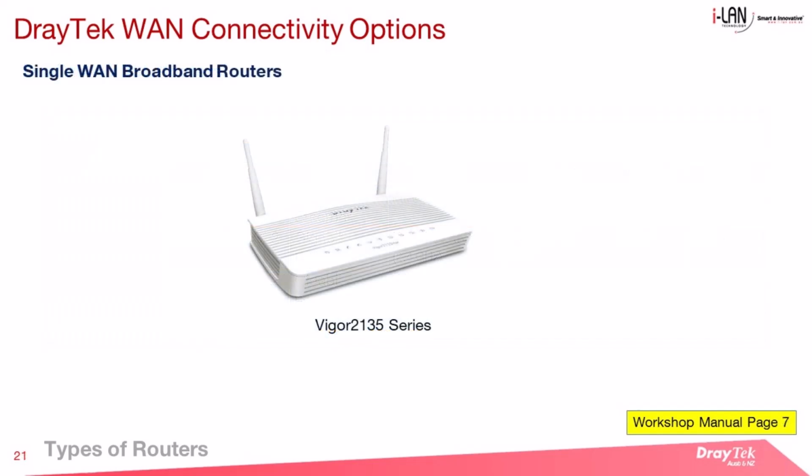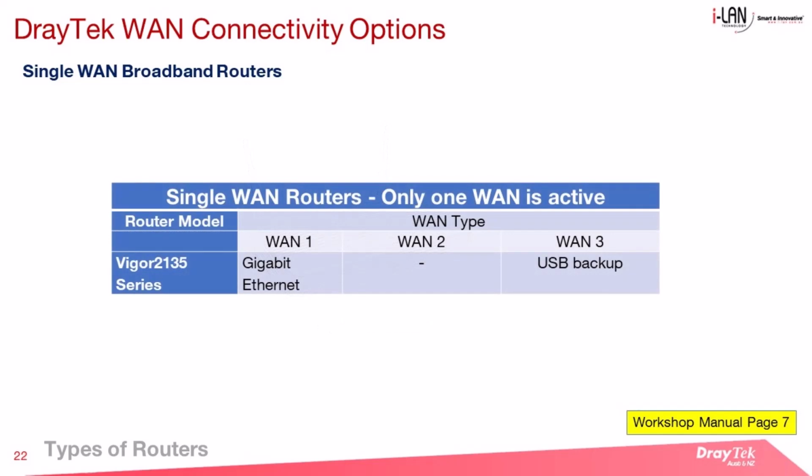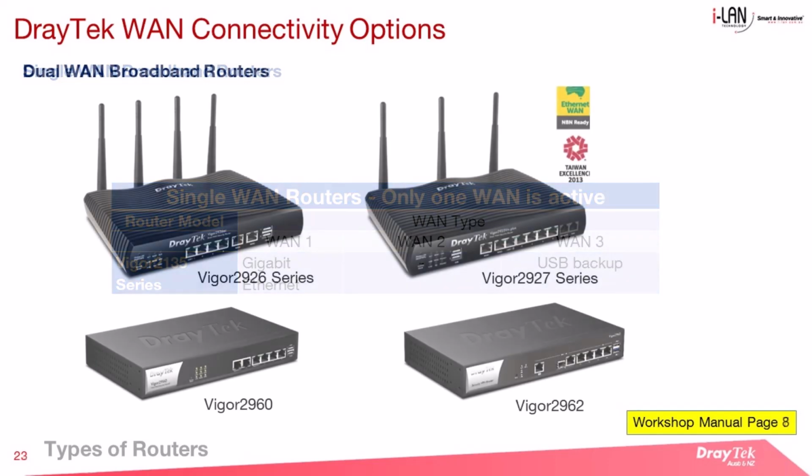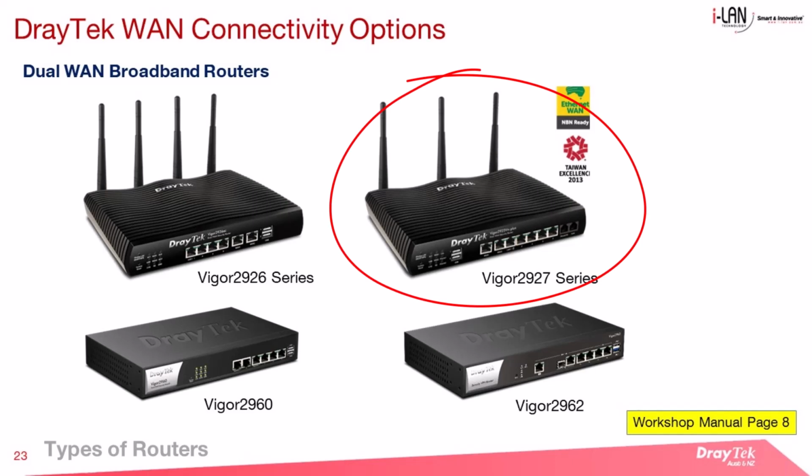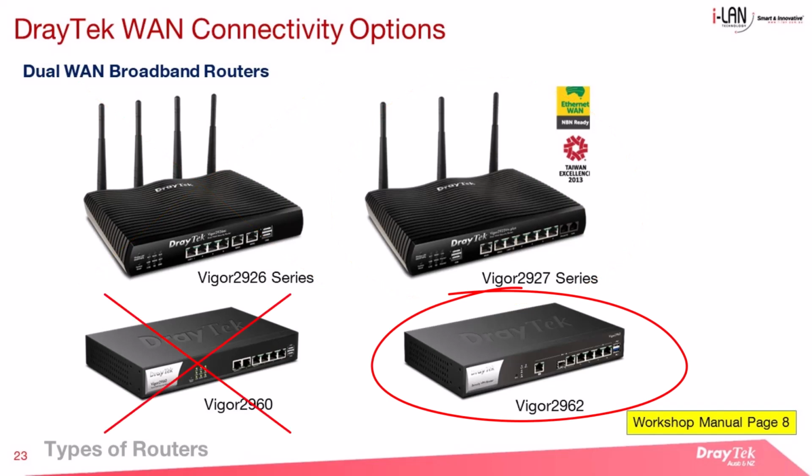Single WAN broadband routers, there's only one in the series at the moment. That's the 2135 series. And like the 2765 series, only one WAN can be active at a time. It also has a USB port for 3G or 4G backup, but it'll only do failover. So one of those can be the primary and the other one's just a backup. You can't have both active at the same time. And these ones can. The 2927 series replaces the 2926 series, and likewise with the 2962 and 2960.